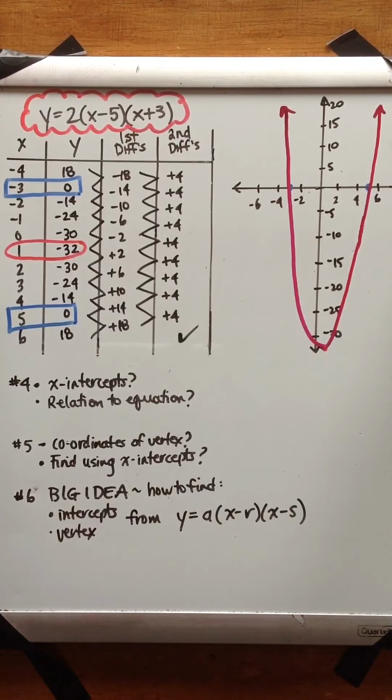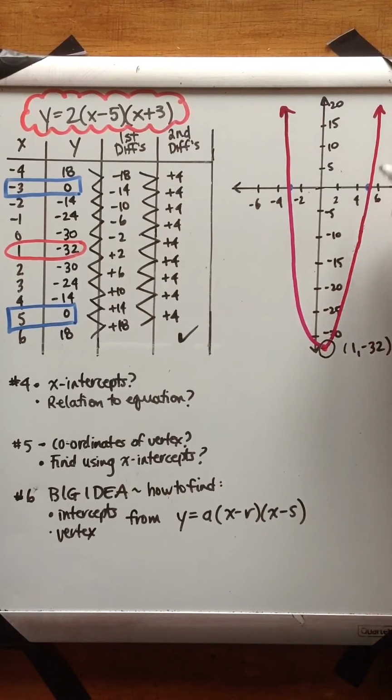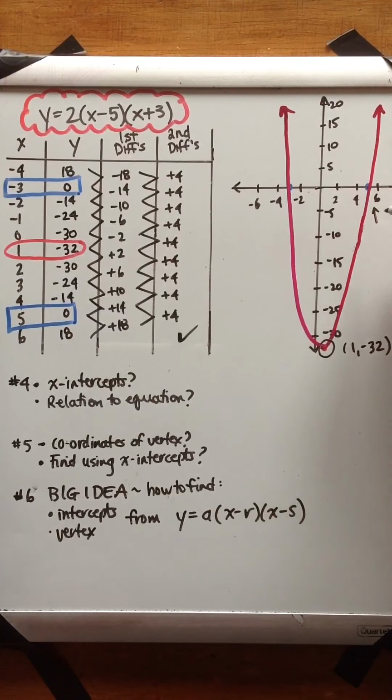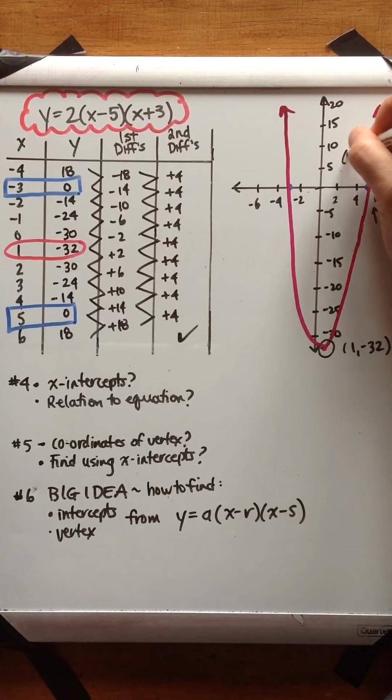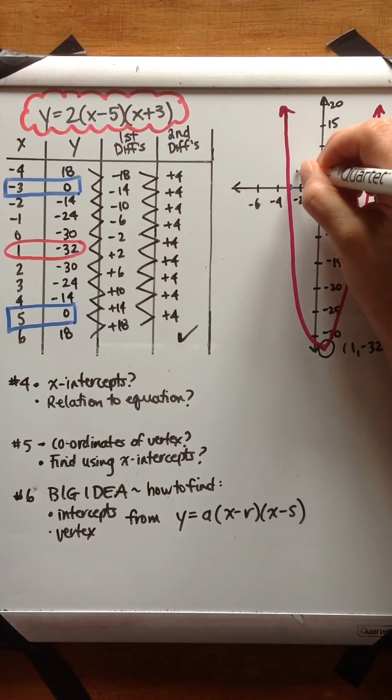All right, now again, some key features of this. We can see down here is the vertex, and it's located at (1, -32). I'm just going to draw that in. I also notice I have some x-intercepts here, I'll put it here actually so you can see it, at (5, 0) and at (-3, 0) as well.